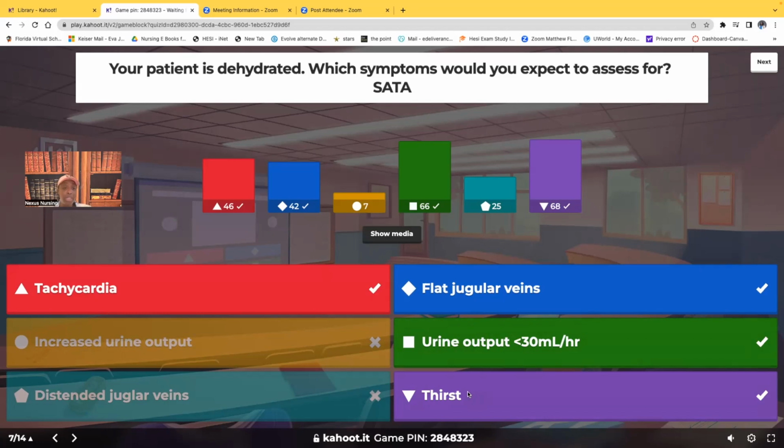What you're not going to see is increased urine output. You're already dehydrated. You don't have enough fluid. You're not going to be losing more by excessive urination. The urination is going to decrease, not increase. And remember, normally we want to see at least 30 mLs per hour in the patient. And you're not going to see distended jugular veins. Again, distended jugular veins, that's something you see in the patient with fluid overload, not fluid volume deficit or dehydration.